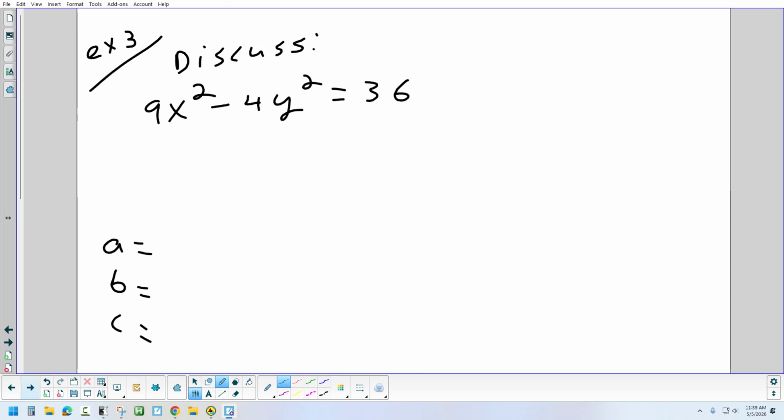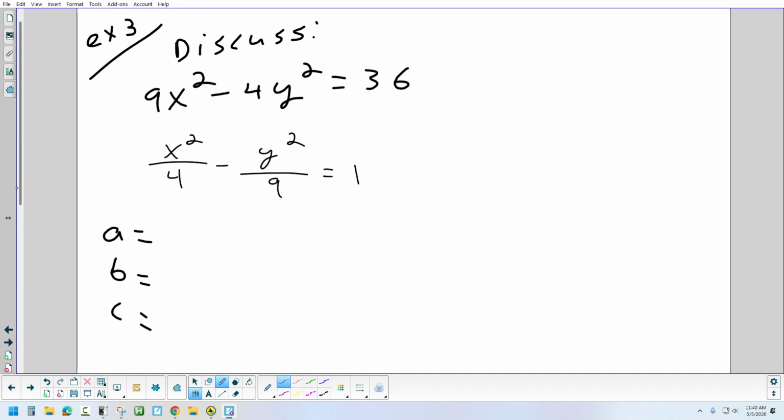Okay, so let's discuss this one. What's wrong with that equation? Yep. It doesn't equal 1. It's not equal to 1, so how would we fix that? Just divide everything by 36. When you divide x squared by 36, 9's going to cancel into 36 4 times. When you divide 4 by 36, 4 is going to cancel into 36 9 times. And now we have 1.